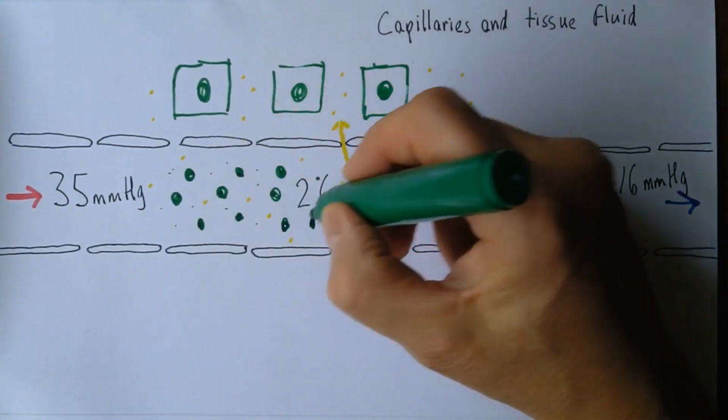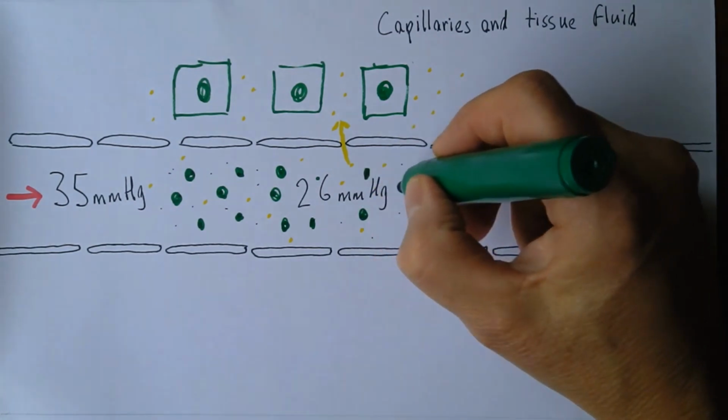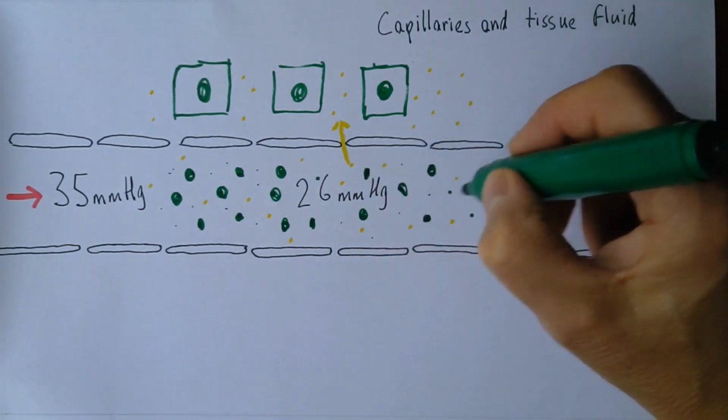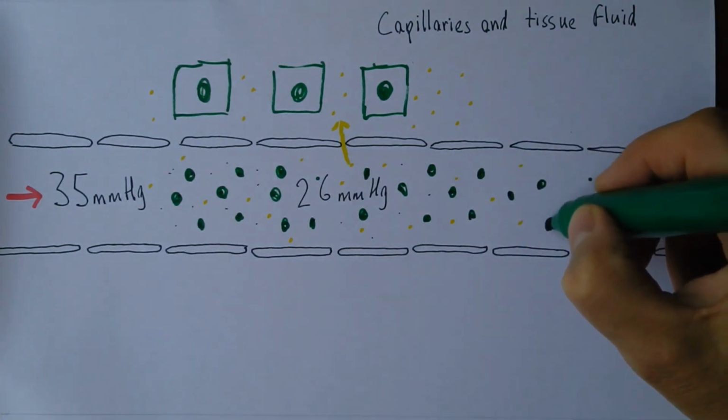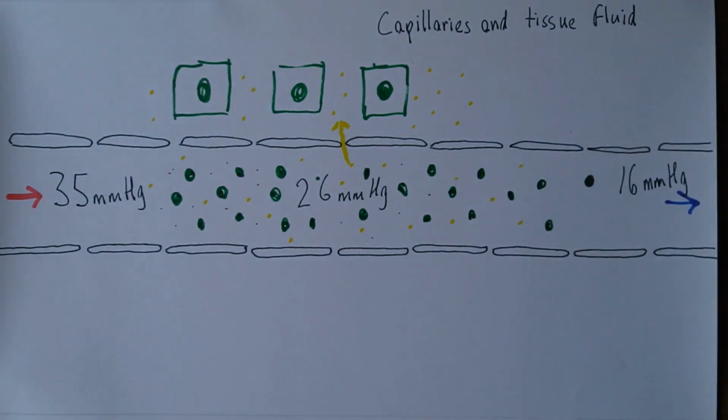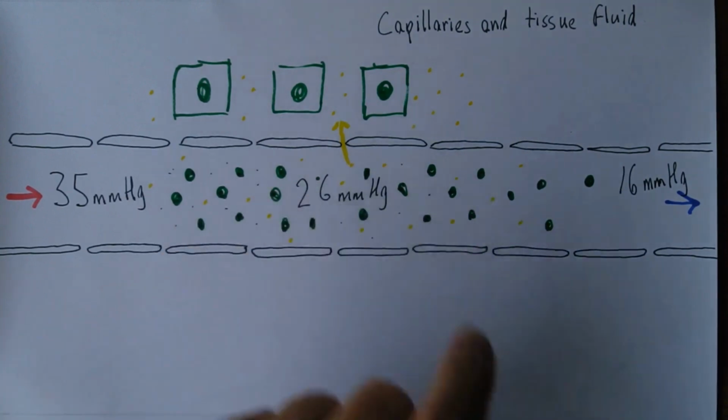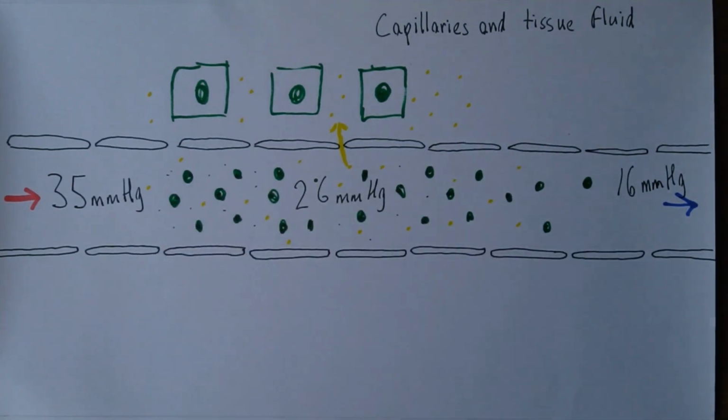Now we'll see later that small amounts of plasma protein do escape. They're not really supposed to, but they do. But for now, let's just say that these are retained within the plasma, within the blood, within the intravascular compartment.